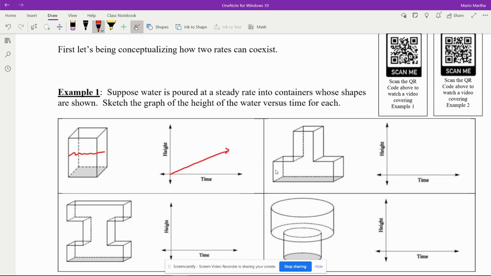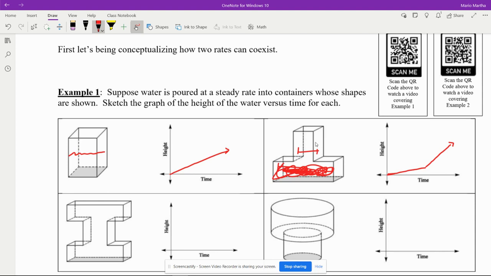Now, on the next one, the bottom part is a lot wider than what we have on top. So this is going to start filling up a little bit slower. I would say it is still a constant, steady rate, not a curve. Then once it starts filling up where it's more narrow, it's going to go a lot quicker, so it should be a little bit more like this.